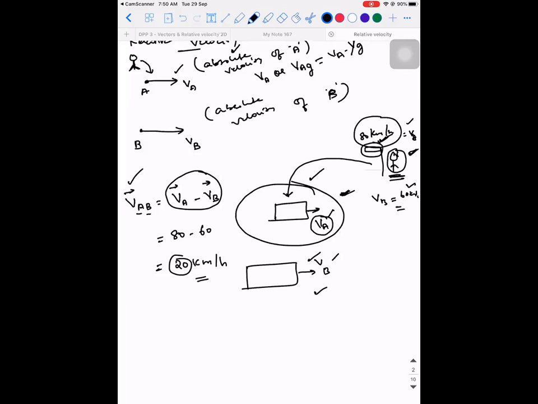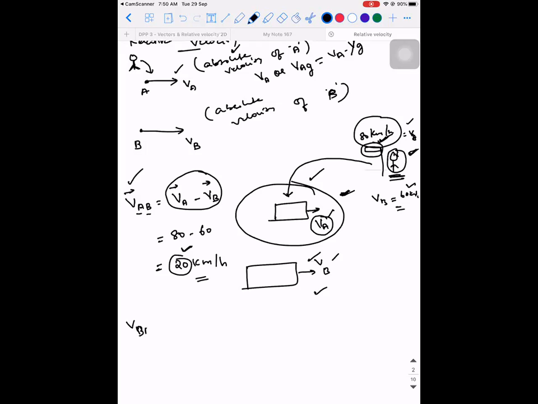20 kilometers. It will record 20 kilometers per hour. You have to understand this, guys. Whatever recording or whatever values are happening is with respect to where the observer is. That is what the concept of relative velocity is. That is why we keep repeatedly using the words "with respect to whom". So, that is the meaning of VAB.